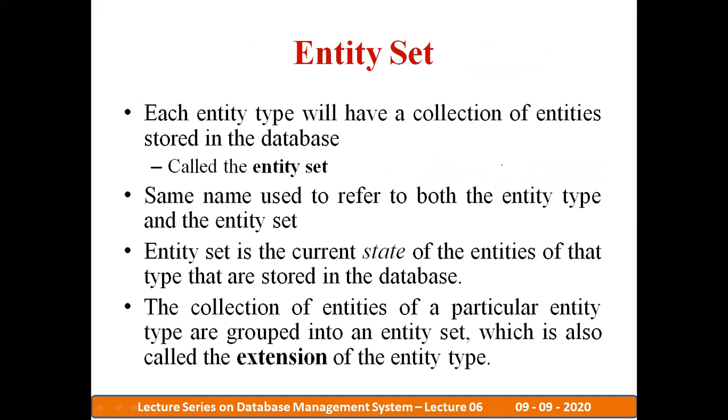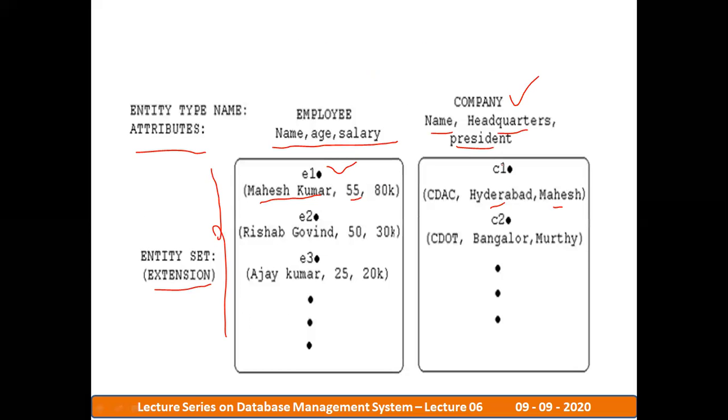Next we will move on to the entity set. Each entity type will have a collection of entities stored in a database. As you can see in this diagram, E1 is an entity, E2, E3, these are all entities. This collection we are going to call an entity set for the employee entity type, whereas C1 is an entity, C2 is an entity. If you call that group, then we call it an entity set of the company entity type.